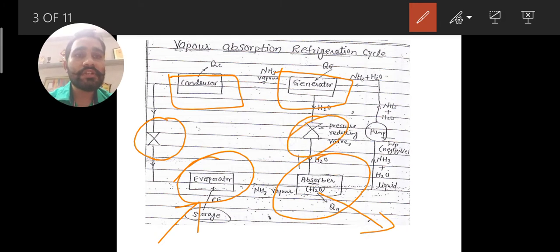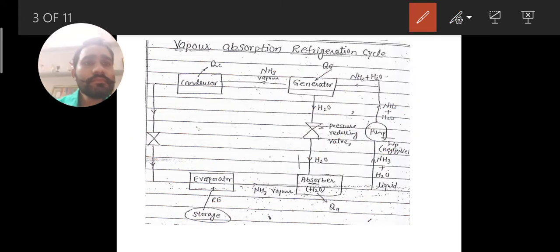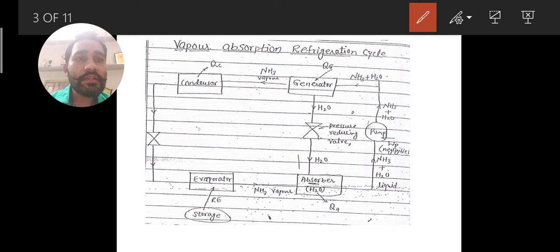Here there is one more pressure reducing valve, and here there is a pump in which we are giving a very small amount of work input. Now let's see how it works. There are two liquids: the first one is NH3 and another one is H2O. In the absorber they are contained, and here we are extracting heat out of it towards the atmosphere.